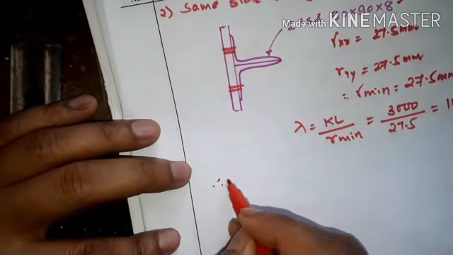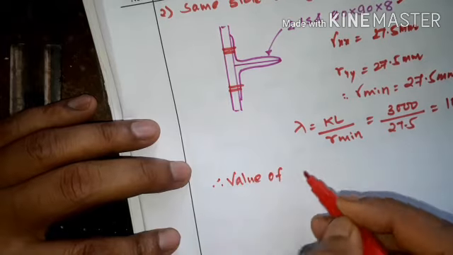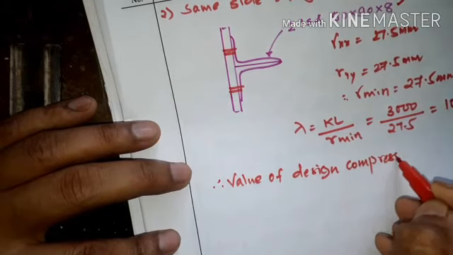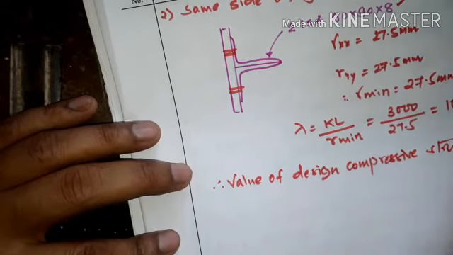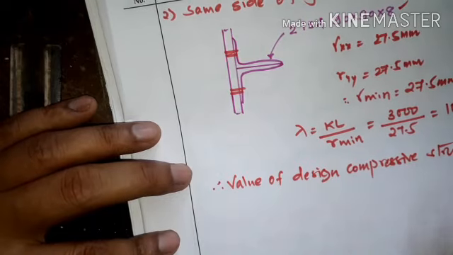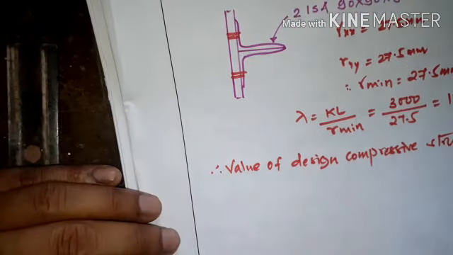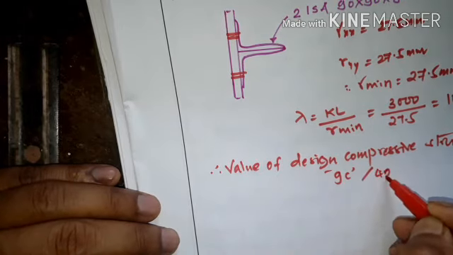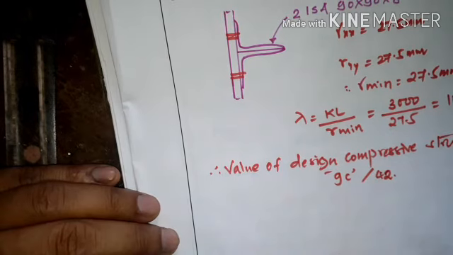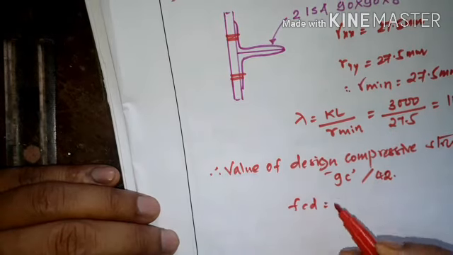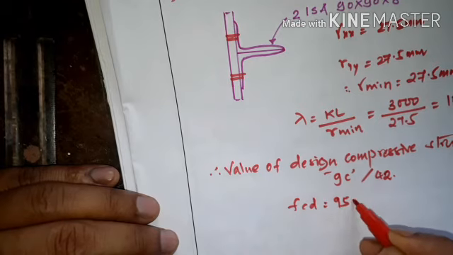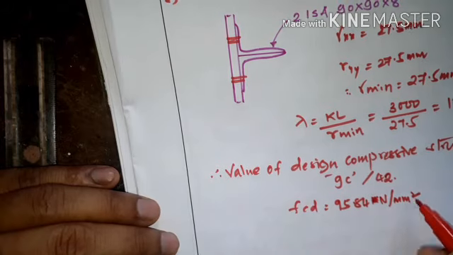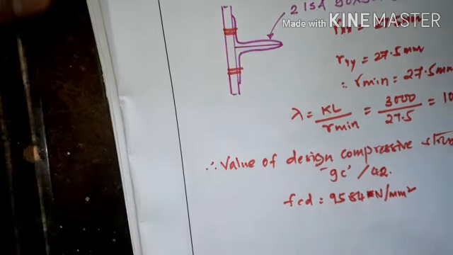Then the value of design compressive stress, that is FCD, again from table number 9C, page number 42. So you will get the value of FCD is equal to 95.84, sorry, it is Newton per mm square. 95.84 Newton per mm square.